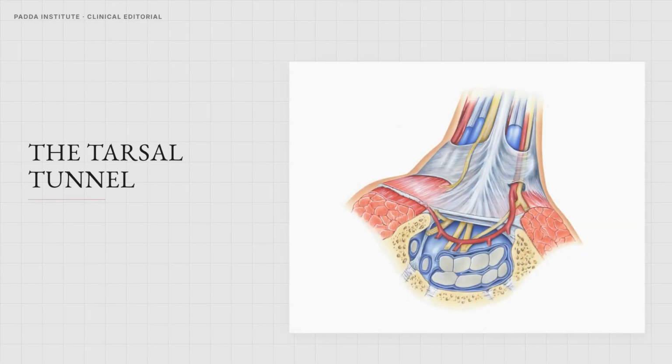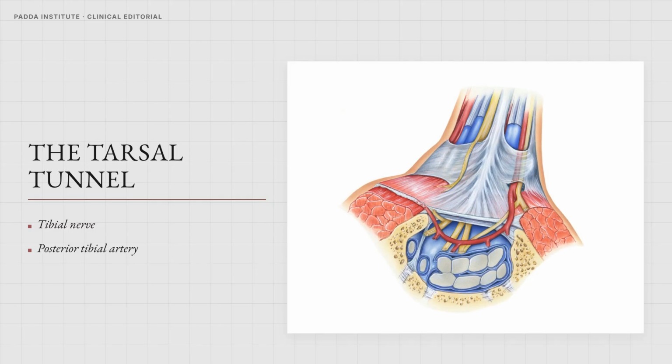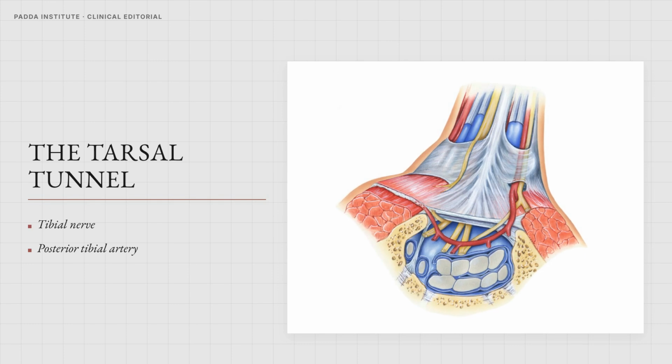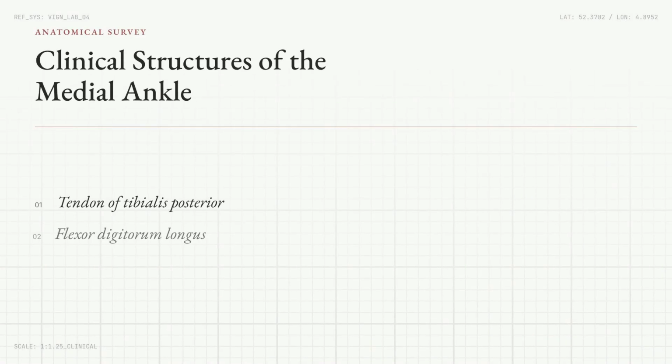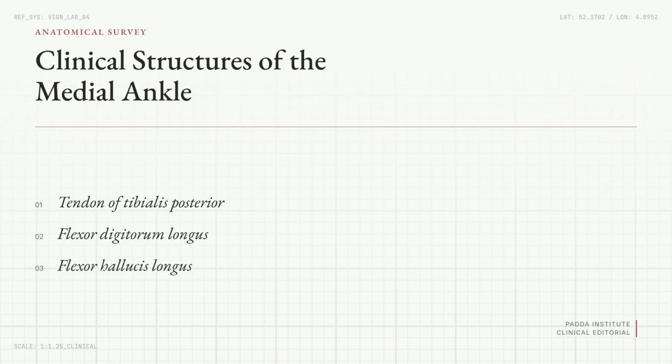Start with what is actually inside that tunnel, because the anatomy explains the symptoms. The tarsal tunnel holds the tibial nerve, the posterior tibial artery, and the tendons of tibialis posterior, flexor digitorum longus, and flexor hallucis longus. When the tibial nerve is compressed within that space, the result is pain, numbness, tingling, and weakness along the distribution of that nerve. Those last three are the tell.